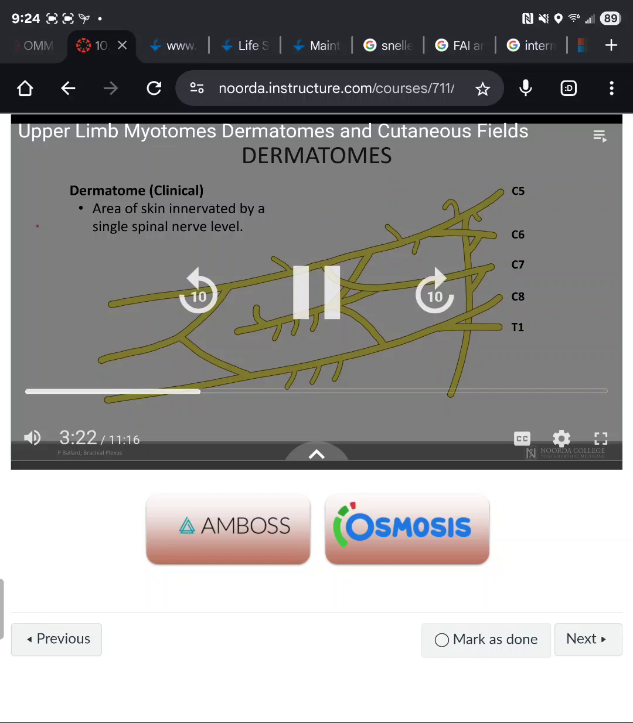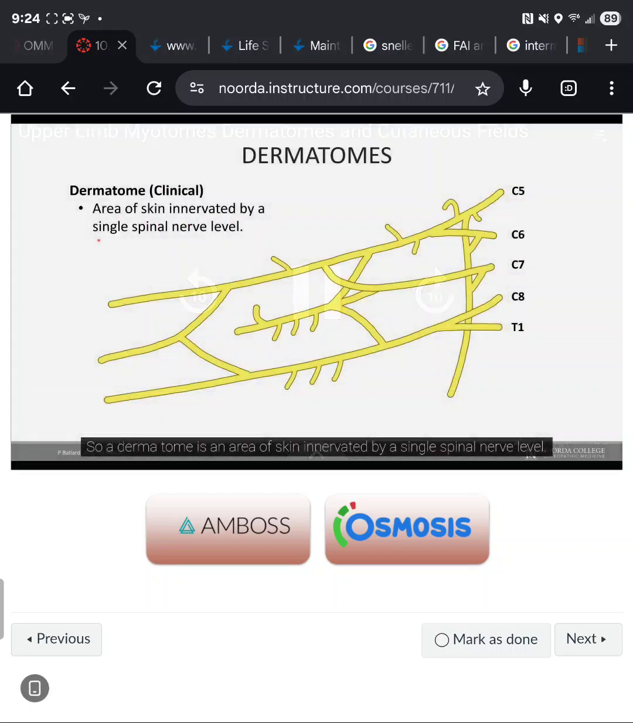So a dermatome is an area of skin innervated by a single spinal nerve level. So again, we've got these spinal nerve levels here. We've got C5 ventral ramus, C6 ventral ramus, and these are each carrying sensory information from the upper limb. So an injury to the C5 ventral ramus here, this root of the brachial plexus, will have different symptoms than, say, a musculocutaneous nerve would with sensory.